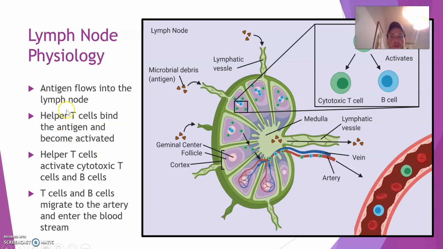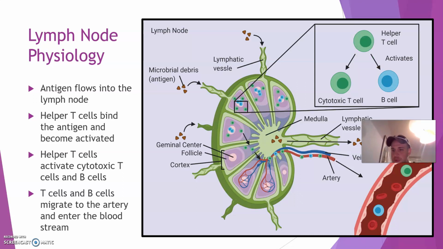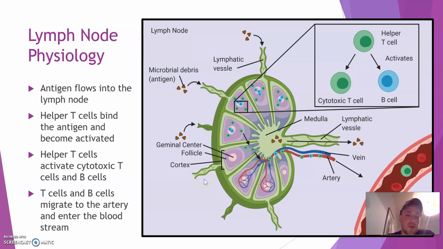Helper T cells use cytokines to activate B cells and cytotoxic T cells. So these helper T cells become activated, but then they activate cytotoxic T cells and B cells.